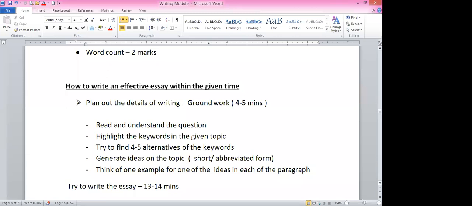Those words, you pick them up, jot them down on the notepad and try to find the alternatives. If you can find 4 to 5 alternatives, good enough. If you find fewer, no problem. Don't sit on it for long, that's my point. Whatever you find, you keep it there and then think about what you have to write.